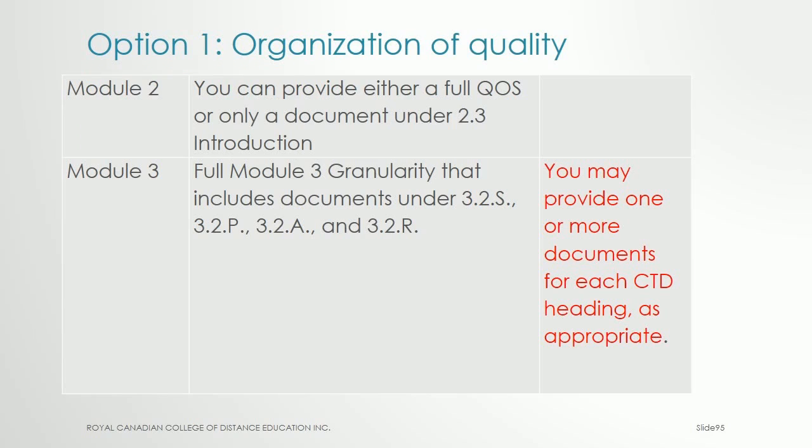Option 1. This slide shows that your CMC section of IND consists of Module 2 and 3. You can provide either a full quality overall summary or one document under 2.3 Introduction. Module 3 will consist of documents under drug substance and drug product as well as appendices and regional documents. You may provide one or more documents for each CTD heading.